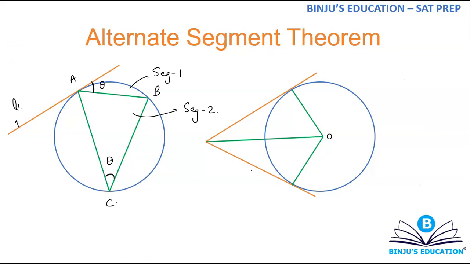Similarly, you could have taken any other point. For example, I could have taken some point like this. And this will also be theta degrees. Let's call this D. Or for example, let's call the C. This is also theta degrees. Okay, this is what you need to remember regarding the alternate segment theorem.